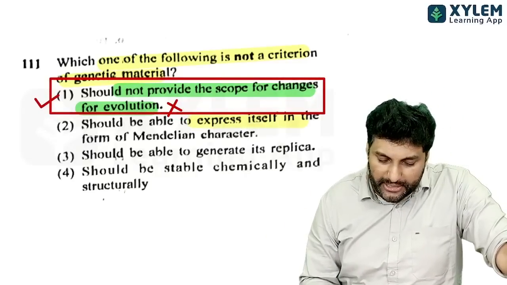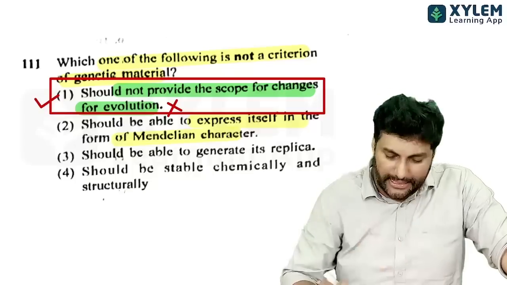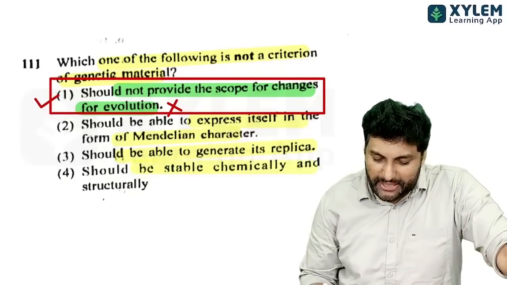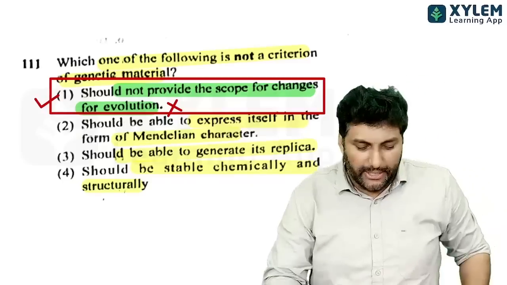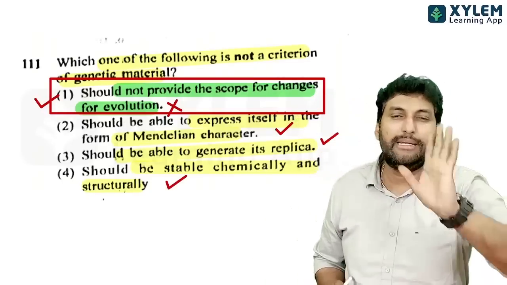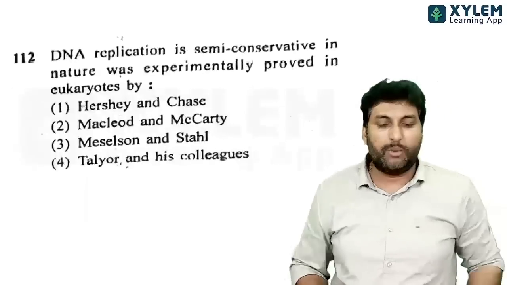Actually, it should be able to process in the form of Mendelian character, that is the right one. Should be able to generate its replica, it's right. Should be stable chemically and structurally. So remaining 3 options are correct. Only one is wrong. That is the answer. Let's move to the next one.